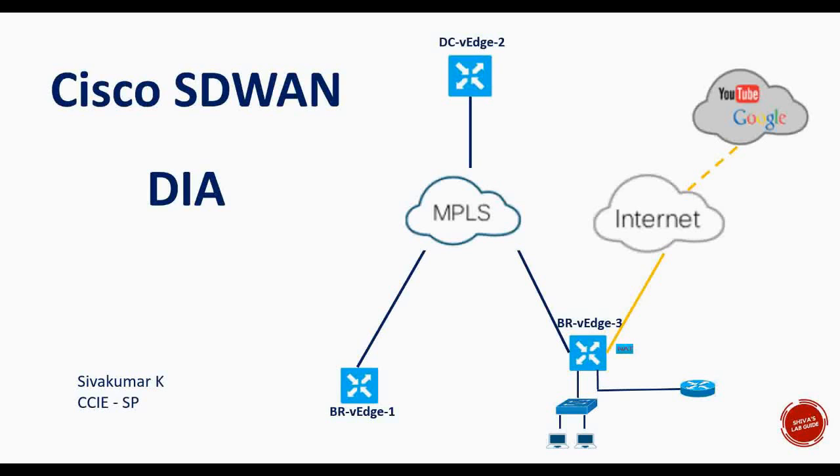Hi guys, in this video I'm going to show you how to configure Cisco SD-WAN DIA, that is Direct Internet Access. DIA config we do in order to give internet access to guest users connected on the LAN, or any LAN users who require internet access to reach applications hosted in the cloud environment.